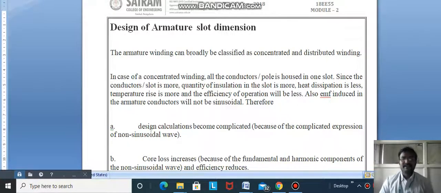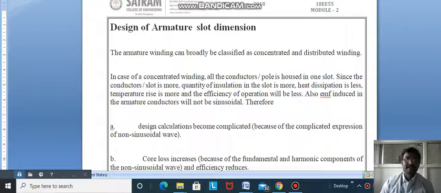In the case of a concentrated winding, all the conductors per pole are housed in one slot. Since the conductors per slot are more, the quantity of insulation in the slot is more, heat dissipation is less, temperature rise is more, and the efficiency of the operation will be less when you go for concentrated winding. Also, the EMF induced in the armature conductors will not be sinusoidal. Therefore, we should go for a distributed type of winding.